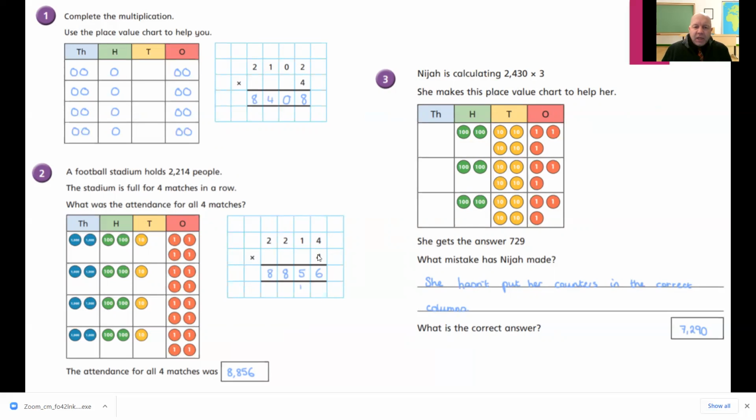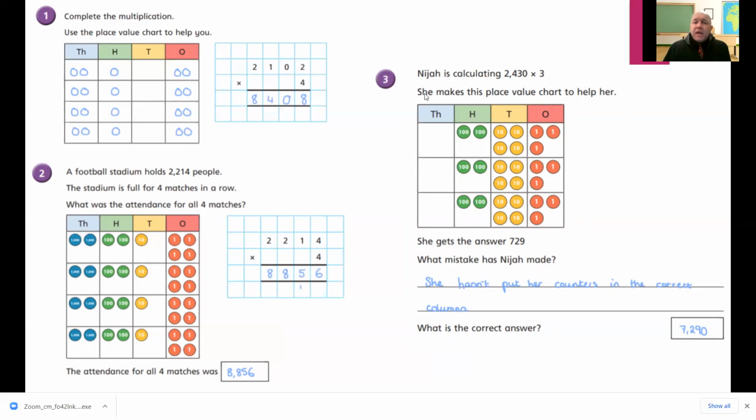If we work through this using the columns, then we can see that 4 lots of 4 is 16. We put a 6 in the ones and we carry the 10 across into the tens column. 4 lots of 1 is 4, plus the 1 that we've carried gives us 5 tens. 4 lots of 2 is 8, and 4 lots of 2 is 8. So we've got 8 thousands, 8 hundreds, 5 tens, and 6 ones. So 8,856 altogether.